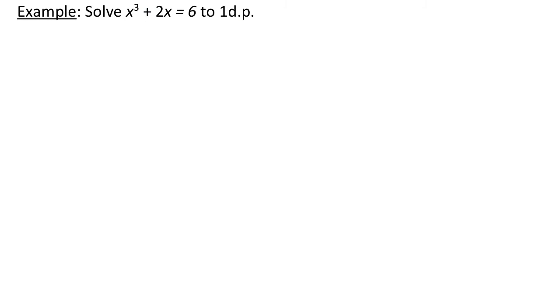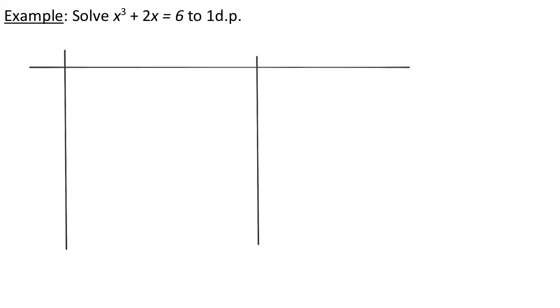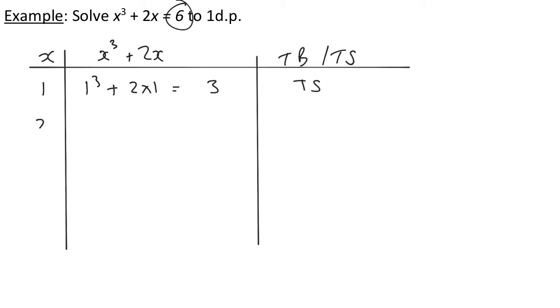Our next example then, solve x cubed plus 2x equals 6. So if we draw our table first of all, we're going to think about our x values, x cubed plus 2x, and we want the target number to be 6, and then it's going to be too big or too small. So let's try x equals 1. We're going to have 1 cubed plus 2 times 1, which is 3, which is too small. So then 2 cubed plus 2 times 2, so that's 8 plus 4, which is 12, which is too big. So what we've got then is two numbers that are straddling either side of our target number of 6.